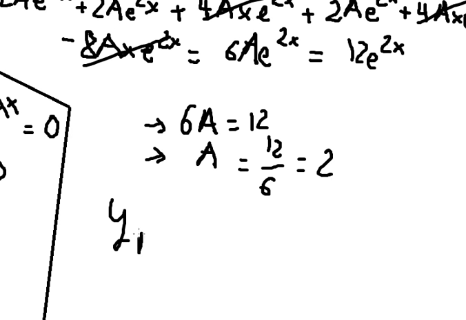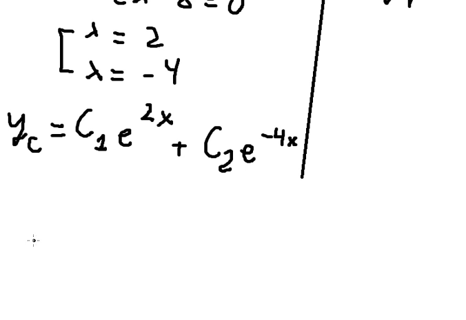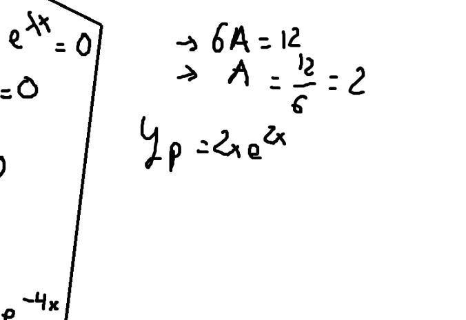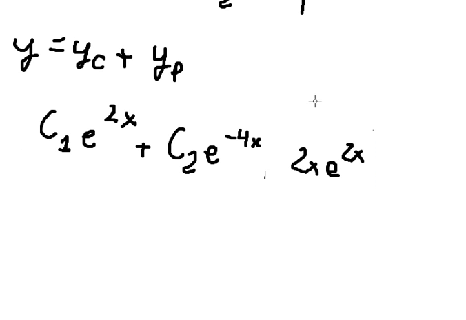So yp in here equals 2s e to the power of 2s, after we change the value of a in here. And now we have the final answer. We have y equals yc plus yp. Yc we have this one, and yp we have this one in here. And this is the final answer. This is the end. Thank you for watching.